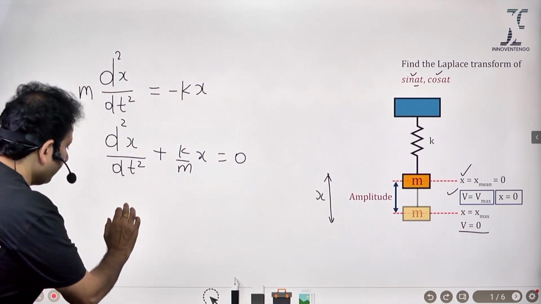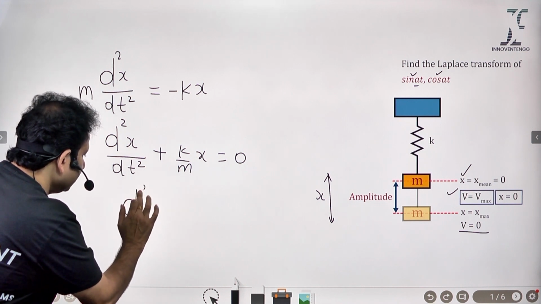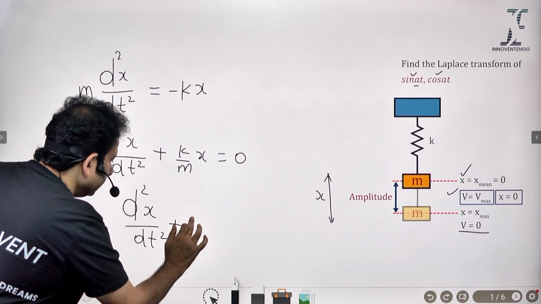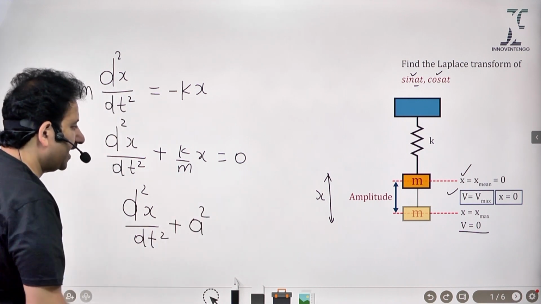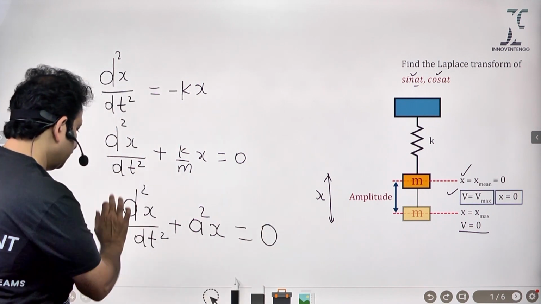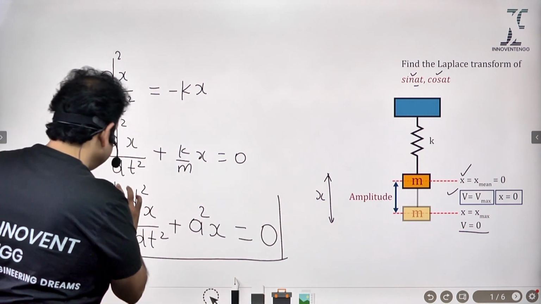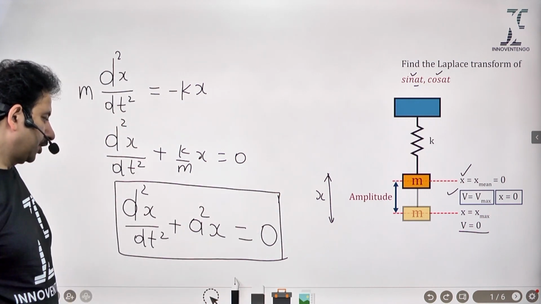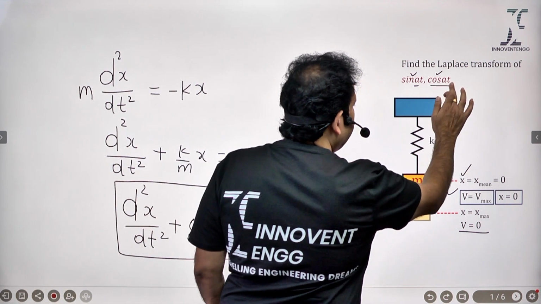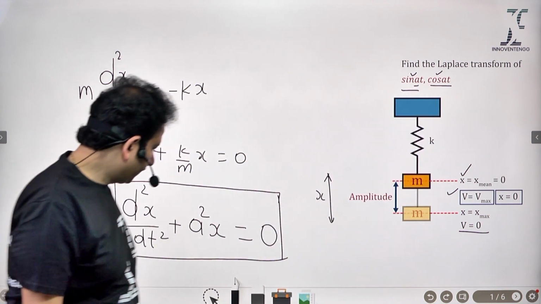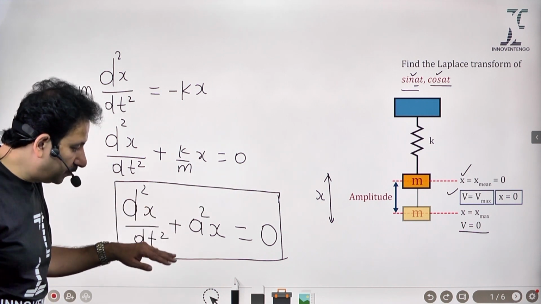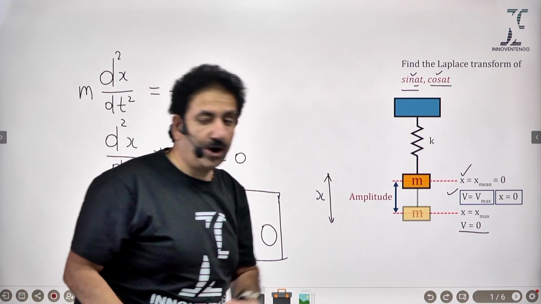Remember that. So therefore how does this equation get translated: d square x by dt square plus, instead of omega n square, I am putting a square, and then x, this is equal to 0. So this is the differential equation whose time domain response could be either cos at or sine at. This is the differential equation of the system whose time domain response could be either sine or cos.